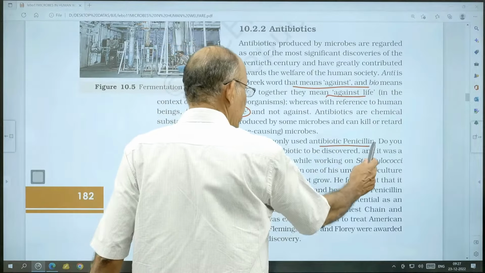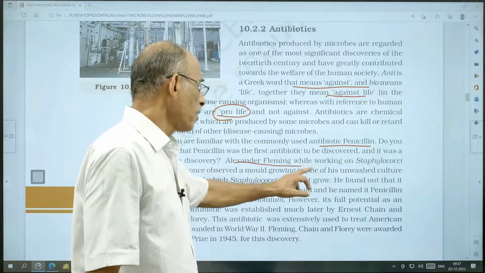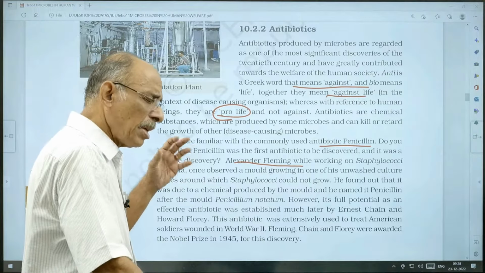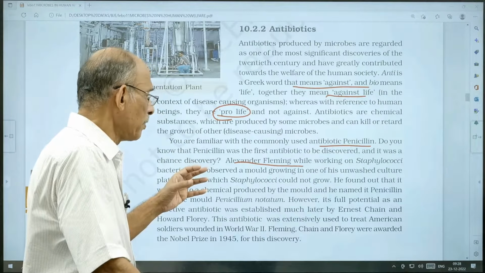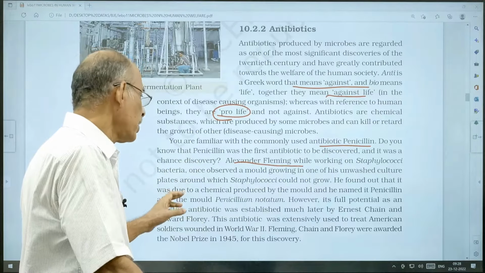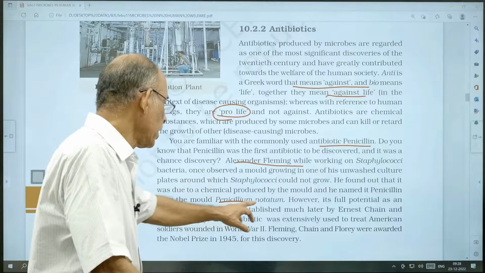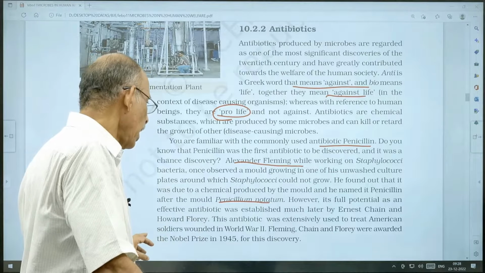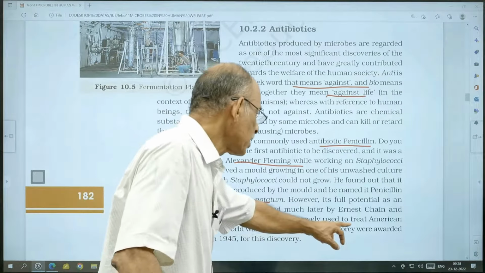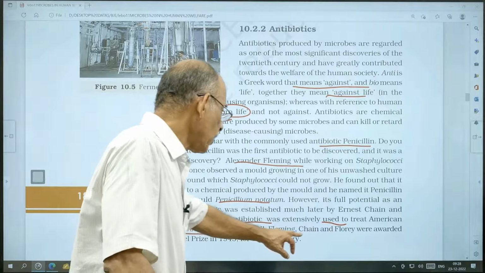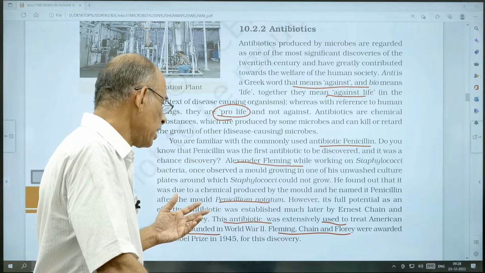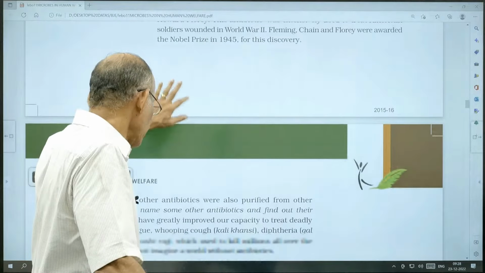Penicillin was discovered by Alexander Fleming. When he was culturing Staphylococcus bacteria, he found that in some places of the culture medium Staphylococcus was not growing. He found that there was a fungus, Penicillium notatum, which produces a chemical that inhibited the growth of Staphylococcus. After the Second World War, it was extensively used for wounded soldiers. Chain and Florey popularized penicillin, and all three of them, Fleming, Chain, and Florey, were awarded the Nobel Prize.